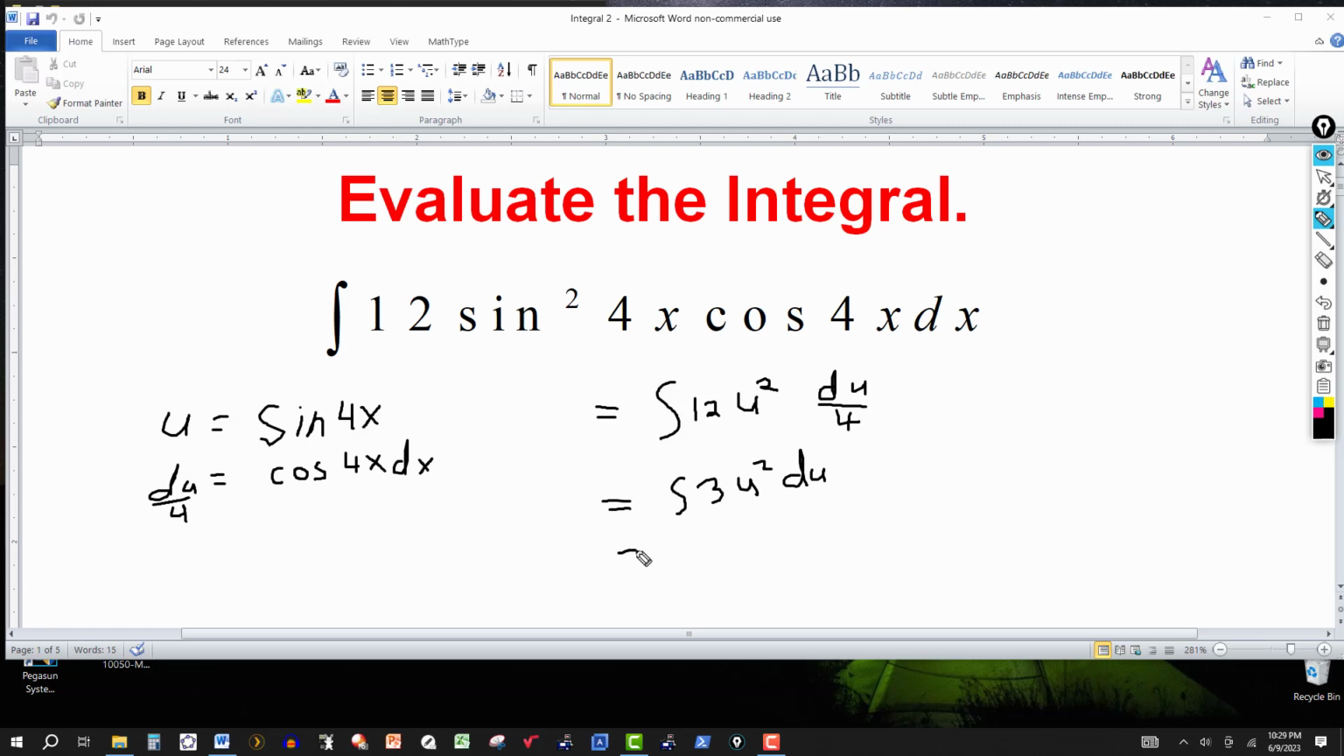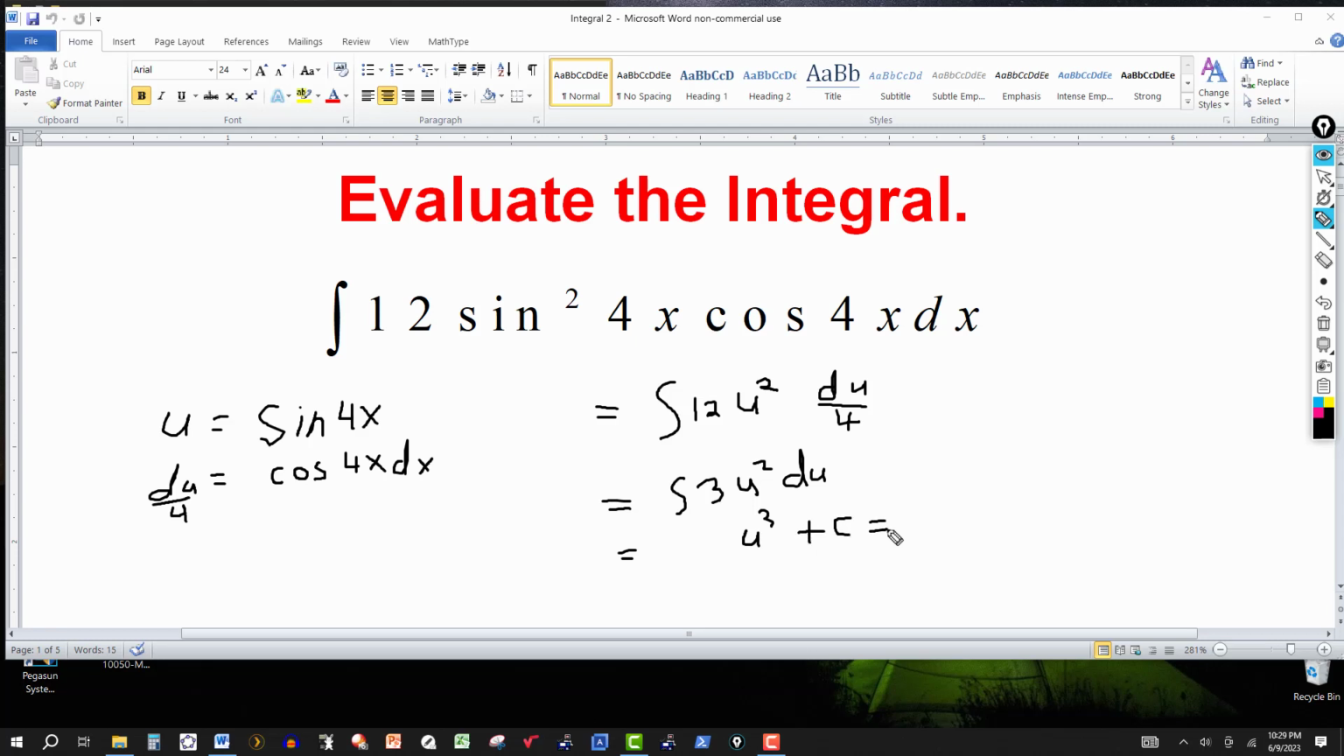Now we can just integrate with respect to u. Add 1 to the 2, we get 3. So this will be u to the third. And then this 3 gets divided by 3, so this is simply a 1. Or I can just leave it u to the third plus the constant of integration.